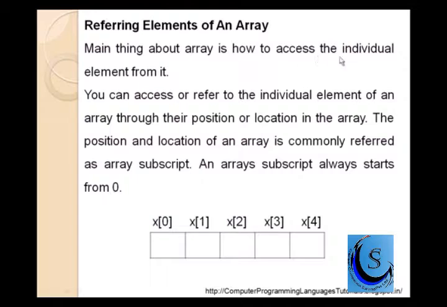If you want to access an individual element from an array, then you have to use an index. It is also called a subscript. You can access or refer to an individual element of an array through its position or location in the array. You can call it position, location, subscript, lower bound, upper bound. The position and location of an array element is commonly referred to as a subscript. An array subscript always starts from 0.